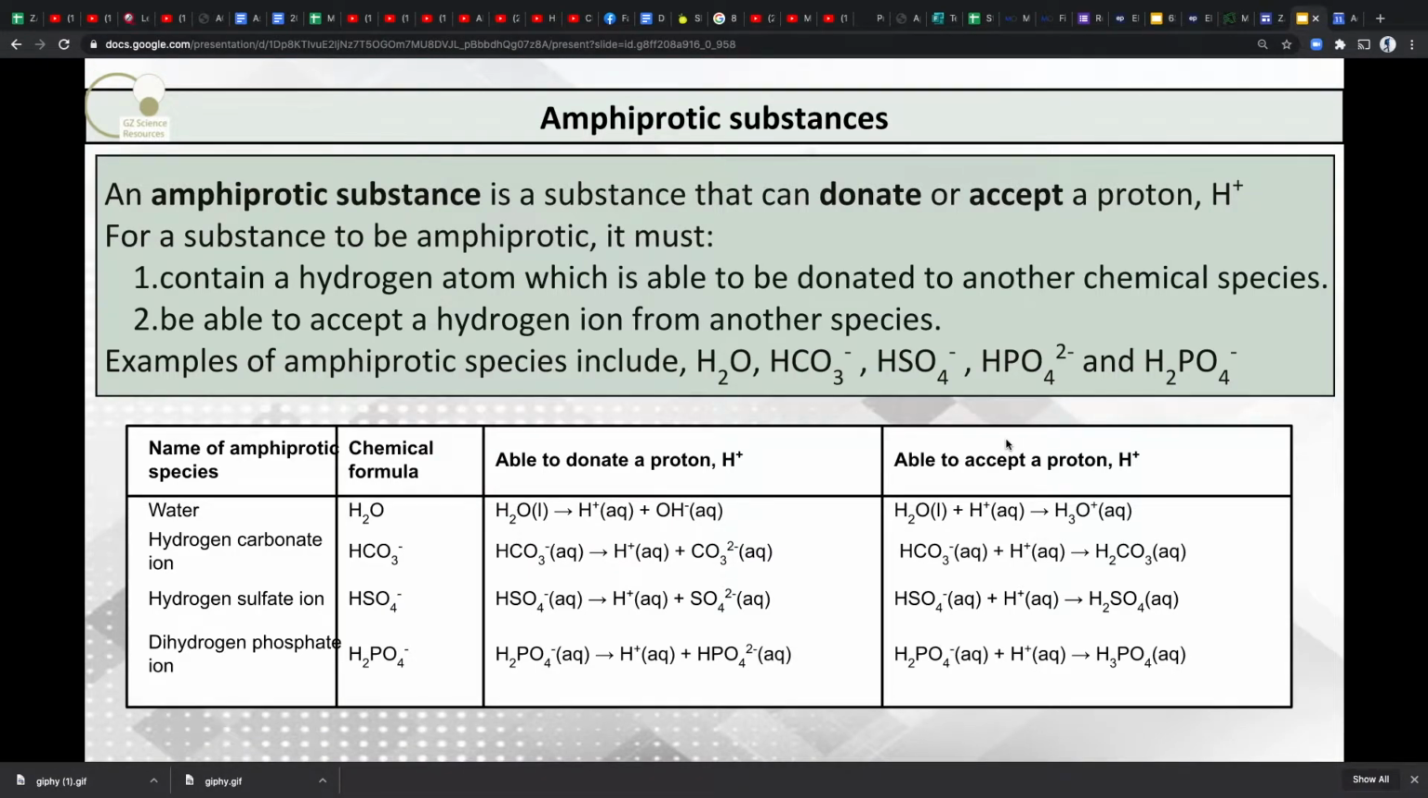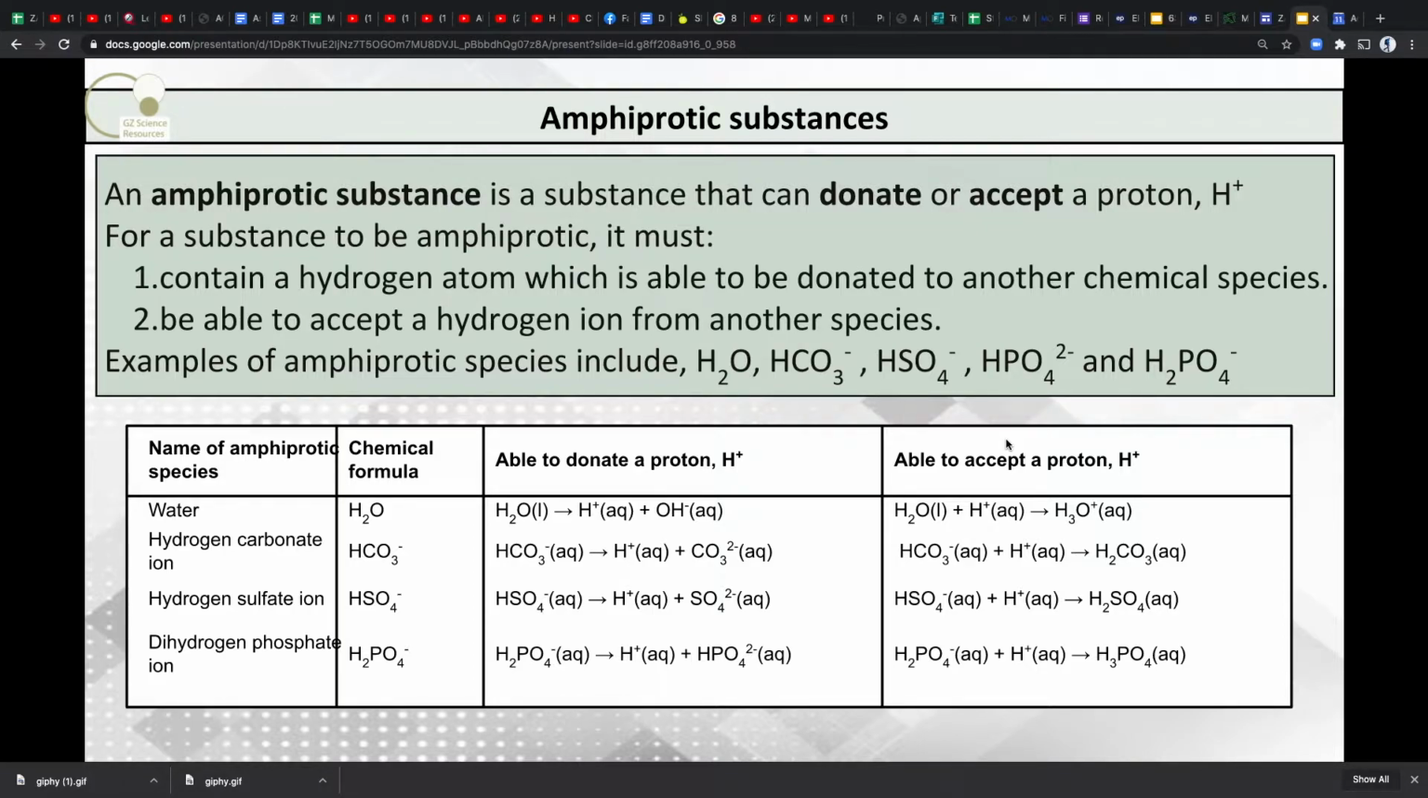Amphiprotic substances. We don't need to spend too much time on this. You know what it is. It can donate and accept a proton. But here's some other examples down here. Hydrogen carbonate's a great one, right? For regulating things like ocean pH, because it can accept a proton to form carbonic acid, H2CO3, or it can donate a proton and become the carbonate ion, CO3 2-.